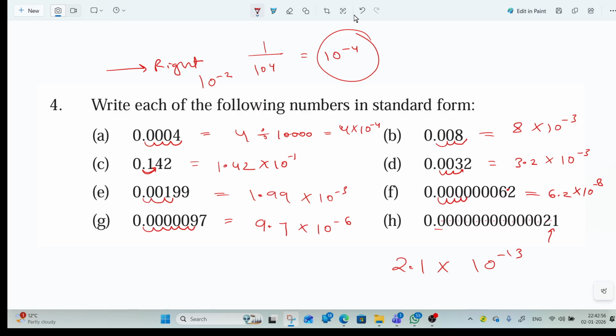So basically, when you have a smaller number, you need to move the decimal towards the right. And when you move towards the right, the number of steps you move the decimal, you need to put that in negative. But when you have bigger numbers, you move the decimal towards the left and you put a positive value in the exponent, right?